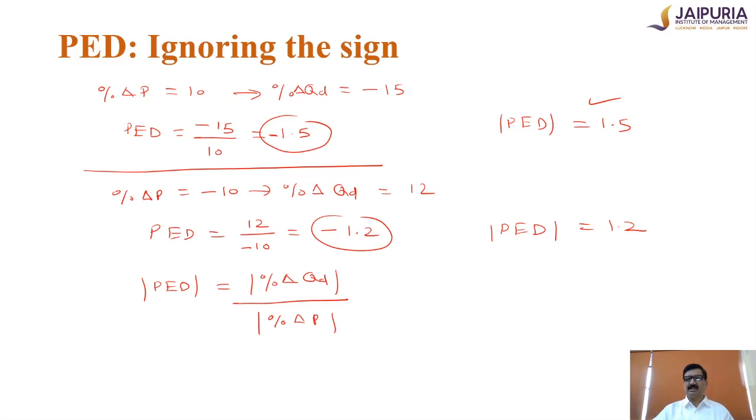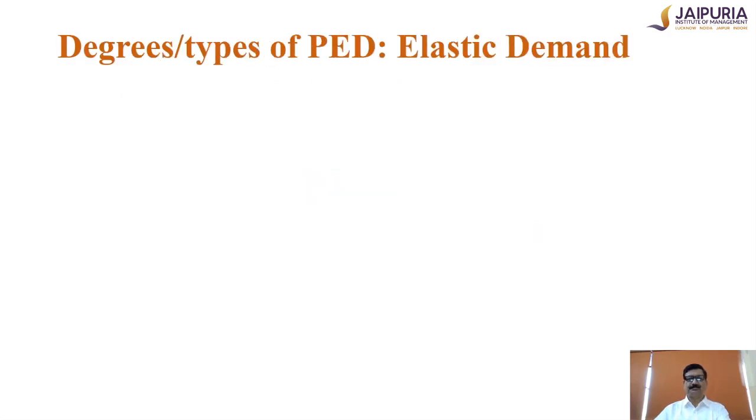1.5 price elasticity of demand simply means the percentage change in quantity demanded will be 1.5 times the percentage change in price of the product. Similarly, 1.2 means percentage change in quantity demanded will be 1.2 times the percentage change in price of the product. And obviously, these changes will happen in opposite direction. That is why there is a minus sign, which indicates nothing but operation of law of demand.